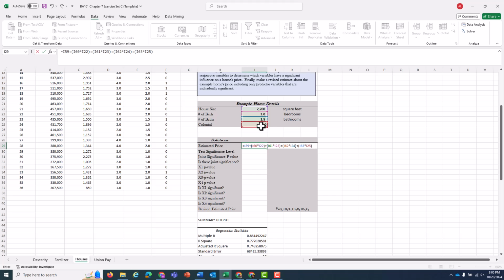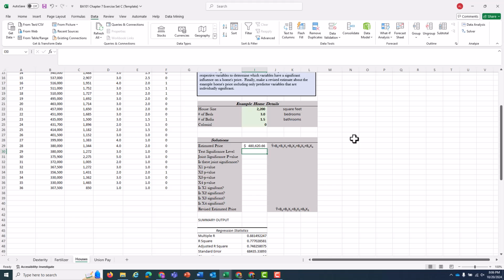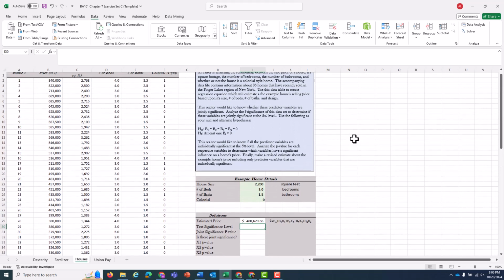And when I throw that all in there, I come up with an estimated price of $480,620.66. So based upon the inputs that we have here, this example home in the Finger Lakes, if sold today, would sell for $480,620.66. Is that a good prediction? We used 4 different predictor variables. We want to know at the 5% level if there is joint significance amongst all of these variables. And our test significance level is 0.05.